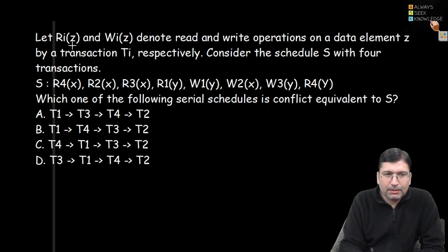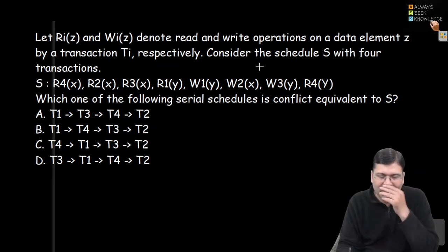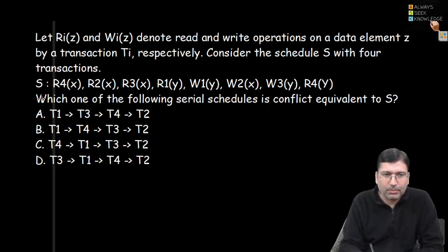Let Ri(Z) and Wi(Z) denote read and write operations on a data element Z by transaction Ti respectively. As we have discussed in the previous example also, this particular schedule is S. Which one of the following serial schedules is conflict equivalent to S? In order to consider conflict equivalence, we need to look at the time sequence of this particular schedule.